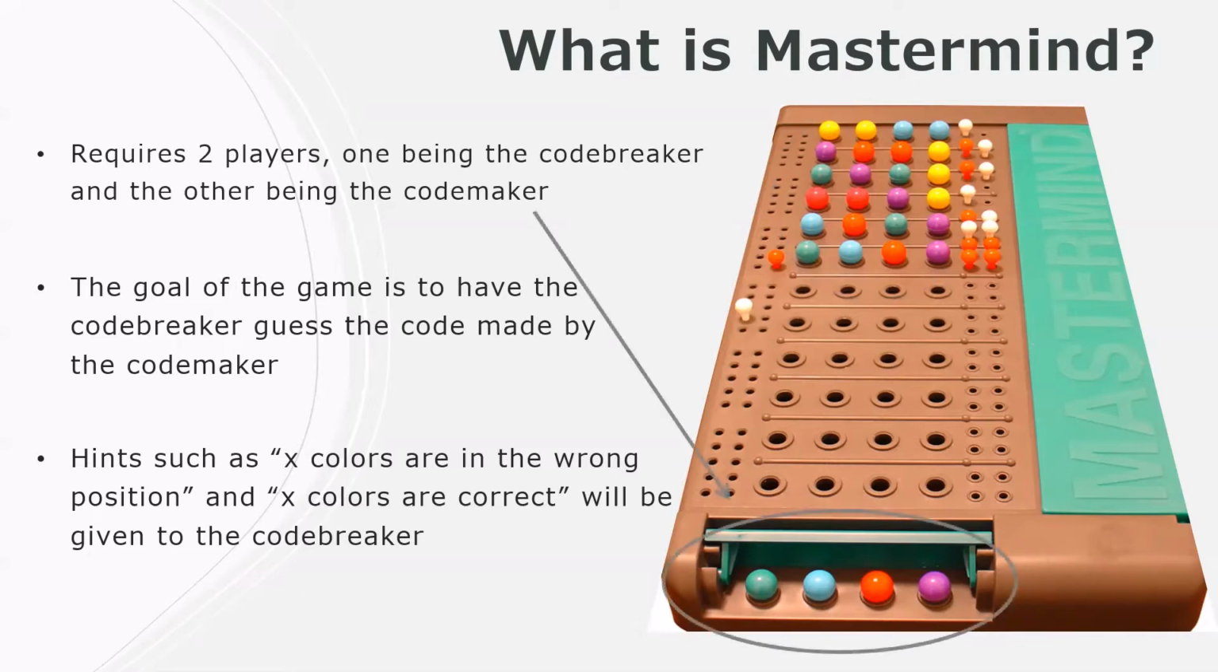The idea of this game is to have the code breaker guess, within a certain number of attempts, the color code made by the code maker. So the end goal of this game is to have the code breaker guess the code made by the code maker correctly. However, this game is not that tough because hints will be given to the code breaker in the midst of decrypting the secret code. So that's the basic version of the Mastermind game.